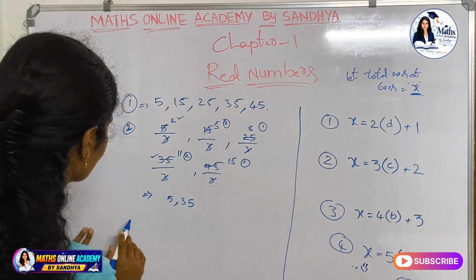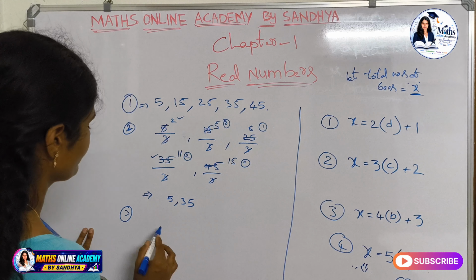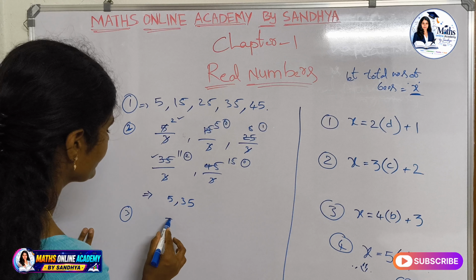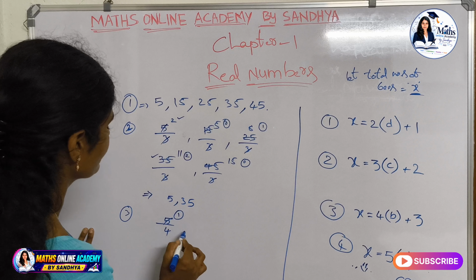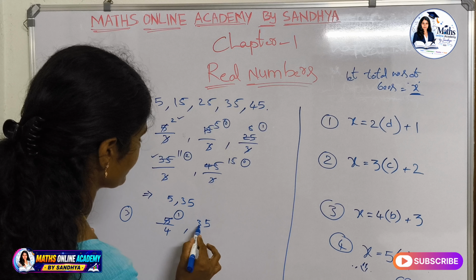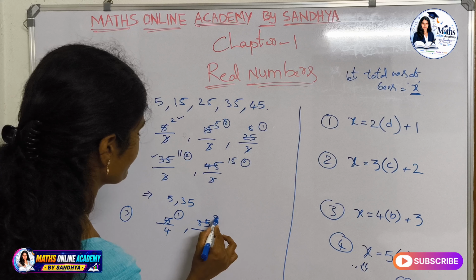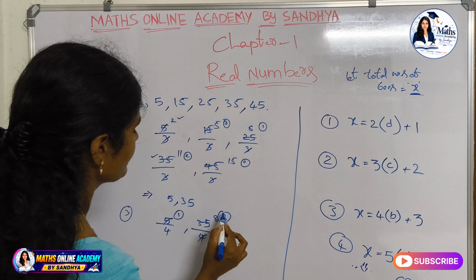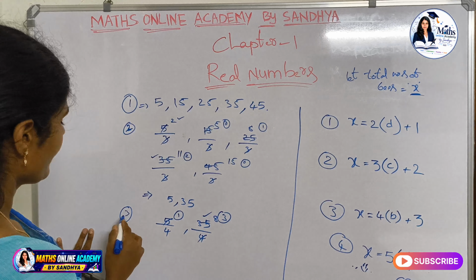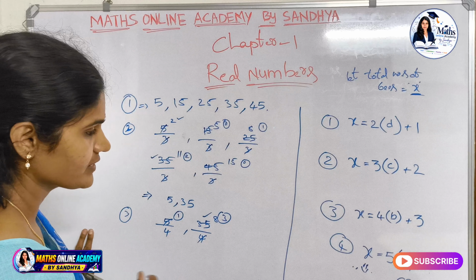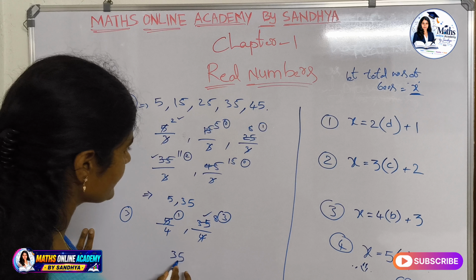And next, the third condition: the remainder is 3 when divisible by 4. Here the remainder is 1, so this is not satisfying. Divisible by 4. Here the remainder is 3. Sorry, this is satisfying. On the basis of the third condition, the final answer is 35.